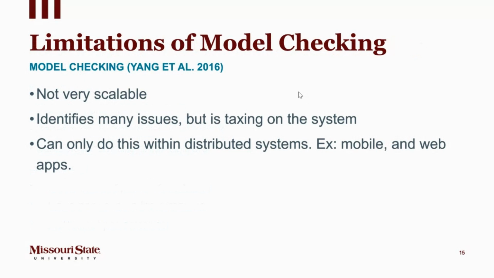And now we have the limitations of model checking. This is from the paper Model Checking that I covered earlier from Yang et al., from the year 2016. It's not very scalable. It can find issues like deadlocks and livelocks, but isn't very scalable for complex systems. It can't get too big. Due to this, unfortunately, model checking can only help if these problems are found in distributed systems like mobile and web platforms. It can identify many of these issues, but it is taxing on the system too. That's another problem with it.